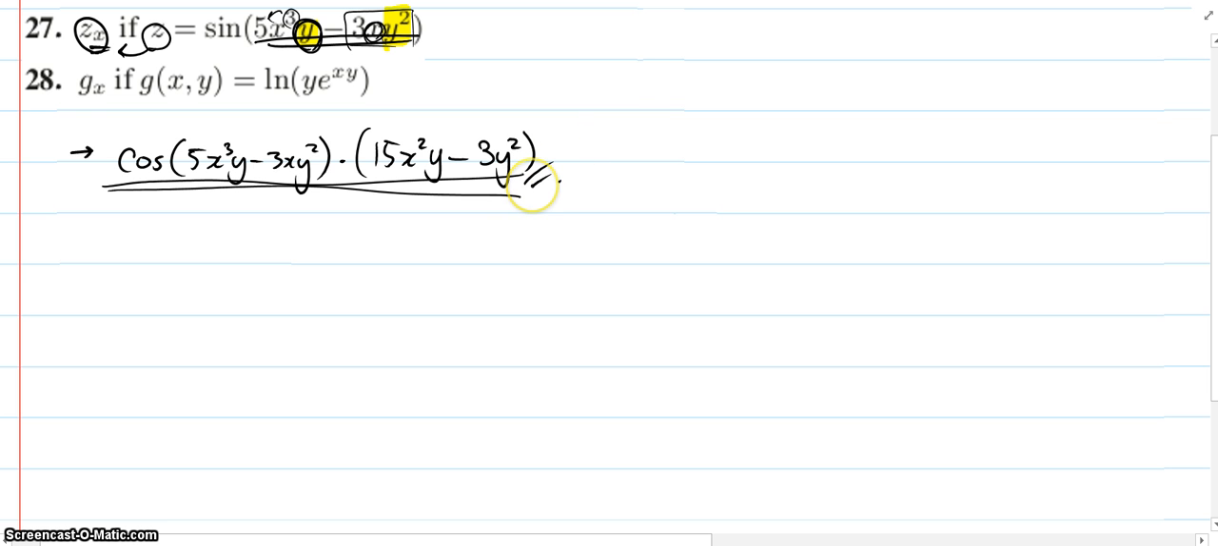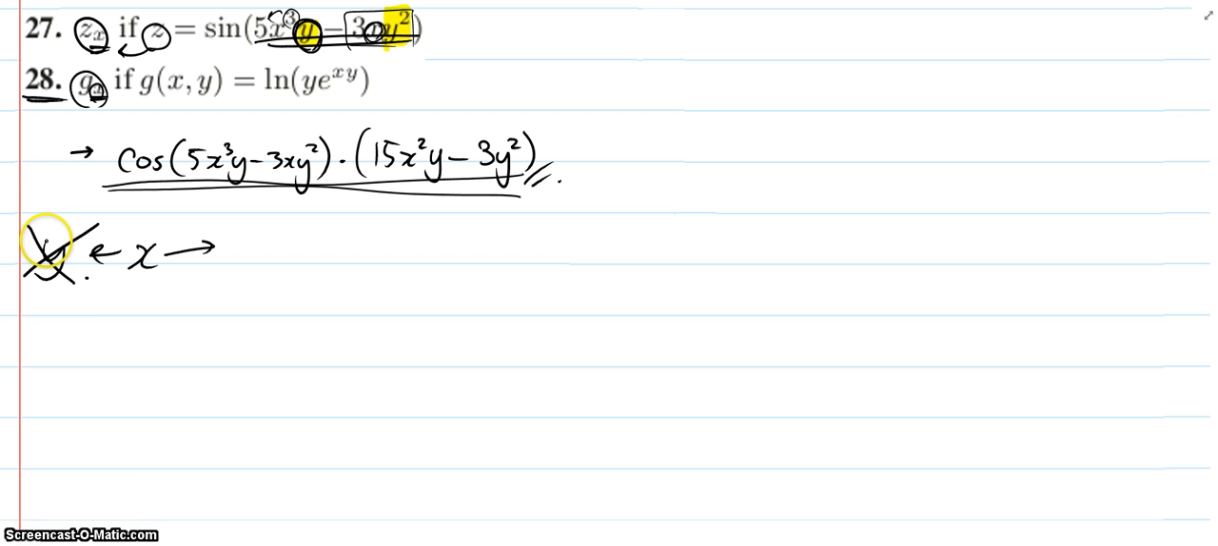So let's do another practice. For 28, we have to get gx again. So again, y is constant, y is fixed, only x is moving. So this time the equation is ln y e to the xy. So simple. First we have to differentiate, but this time also we have to leave the y's here as constants.